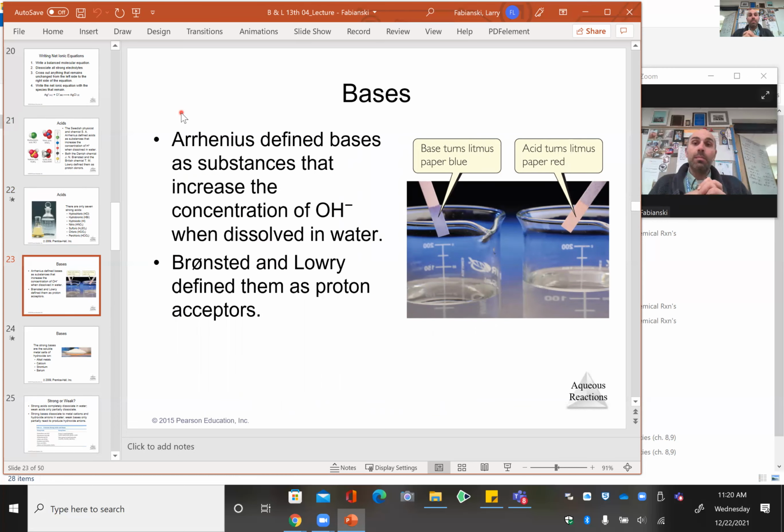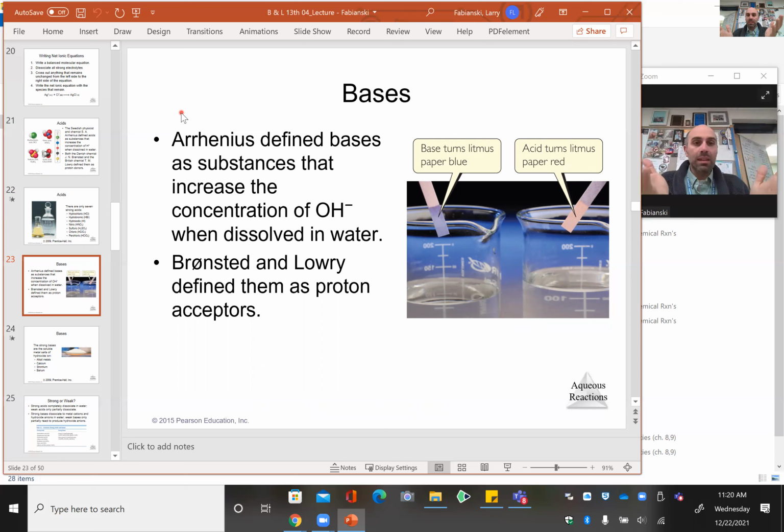Our bases, well, we have the Arrhenius base, which in this case, an acid would increase the hydrogen ion concentration. Now, a base is categorized by having an OH, sodium hydroxide, calcium hydroxide, magnesium hydroxide. So an Arrhenius definition of a base would be any substance that increases the OH, the hydroxide ion concentration in water. Whereas a Bronsted-Lowry base would be something that now accepts protons. A Bronsted-Lowry acid was something that would donate a proton. A Bronsted-Lowry base is now something that accepts a proton.